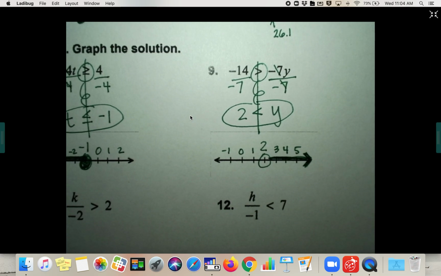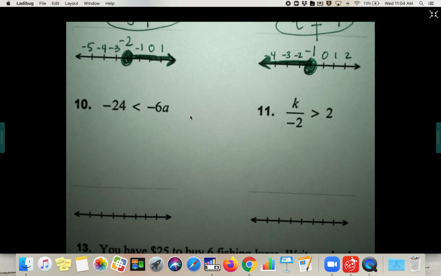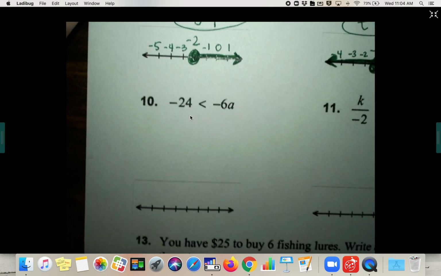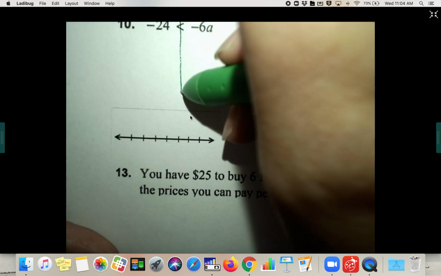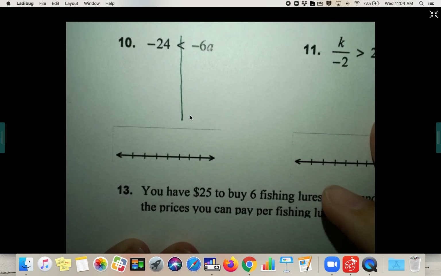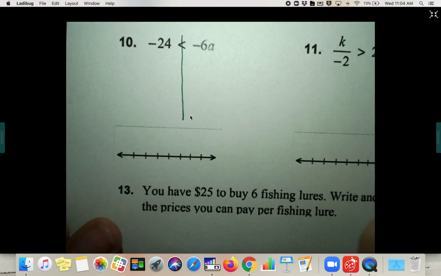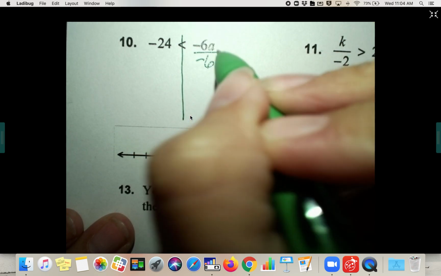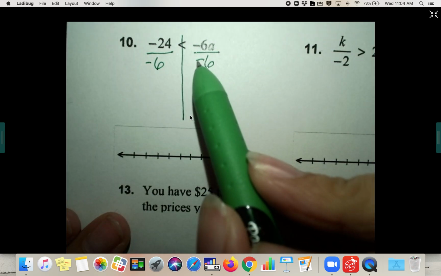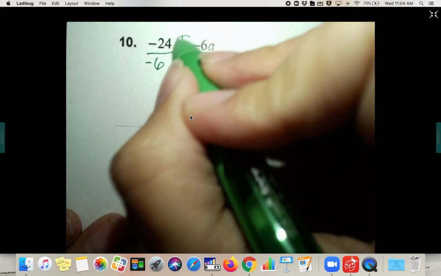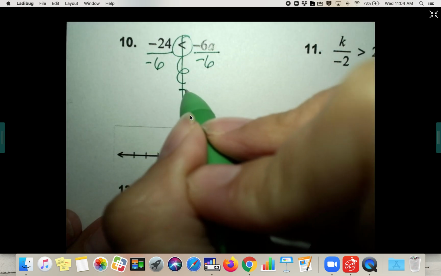If I'm going too fast, pause this video or replay it, whatever you need to do to lock this in your brain. All right, number 10. -6 is being multiplied by a, so we are going to divide by that -6 on both sides. When you're dividing by a negative on both sides, grab that symbol, flip it around.